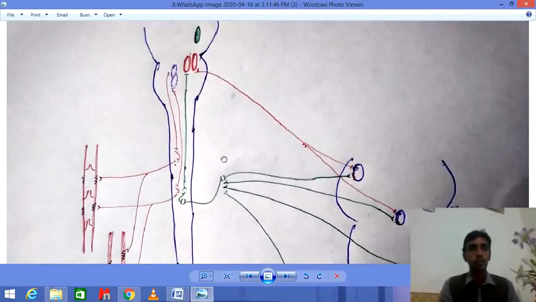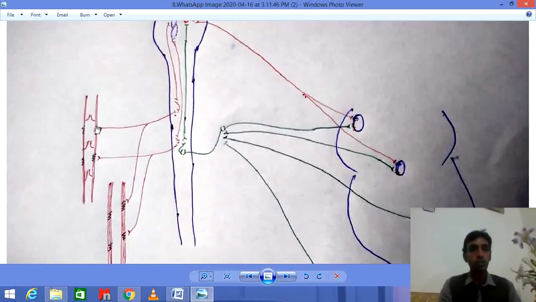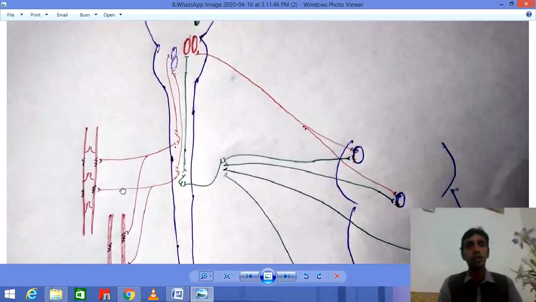But if it detects low blood pressure, this lowering of blood pressure signal will be transmitted toward this vasoconstrictor center, which will transmit the information toward these alpha receptors, and these alpha receptors will constrict the blood vessel. After constricting the blood vessel, the blood pressure will eventually become high.